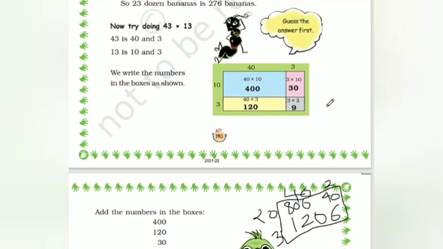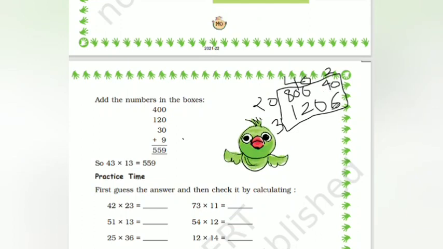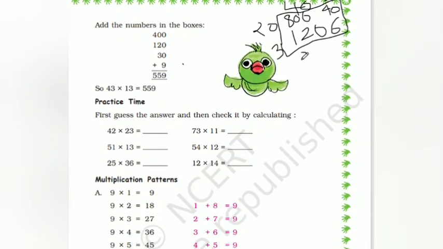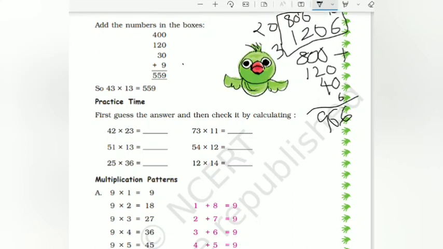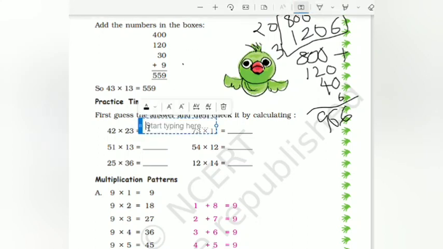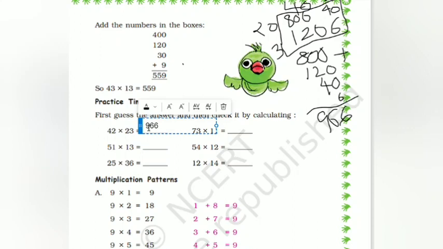Every answer that we got, we have to add. What are the answers we got? We got the answers as 800 plus 120 plus 40 plus 6. 0 plus 0 plus 0 plus 6 is 6. 4 plus 2 is 6. 8 plus 1 is 9. So 966 is the answer. Okay. 966 is the answer.